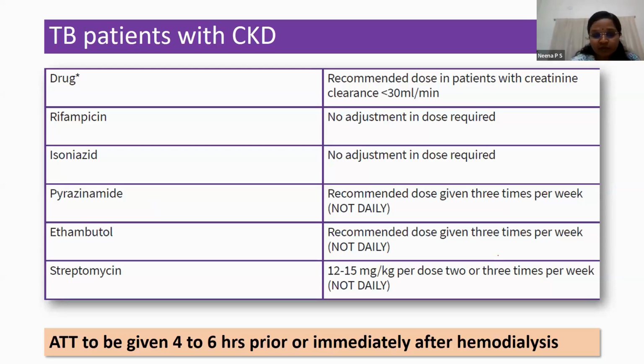The dosage being ethambutol 15 mg per kg and pyrazinamide 25 mg per kg. But rifampicin and isoniazid, you can give the daily routine dose, and no dose adjustment is required. And another precaution that you have to take very carefully is that the ATT has to be given either 4 to 6 hours prior to the dialysis or immediately after the hemodialysis to prevent the washout of the drug.